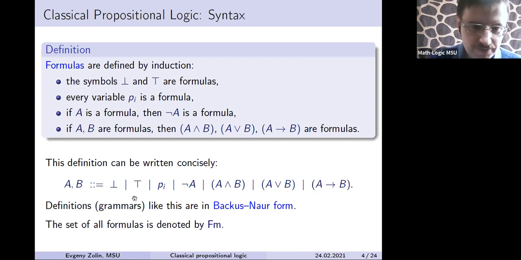Okay, so the set of all formulas will be denoted by Fm. The question is, what is the cardinality of this set? Of course, it is infinite because you have infinitely many variables, but what is the exact cardinality of this set? So the question to the students.